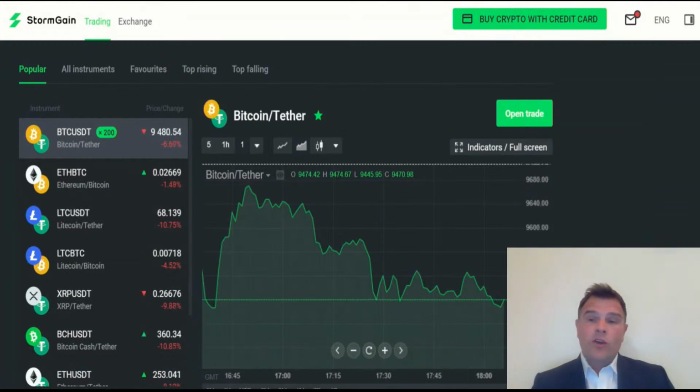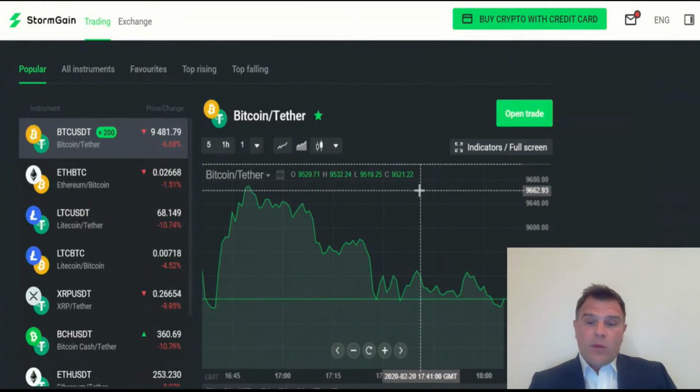So as I said, if you look at the app on the App Store or the Android store, then it will show the StormGain icon, and you just launch your non-authorized app. So when we come back, we'll show you how to set up a demo account.